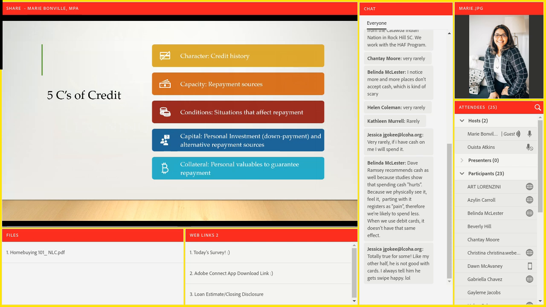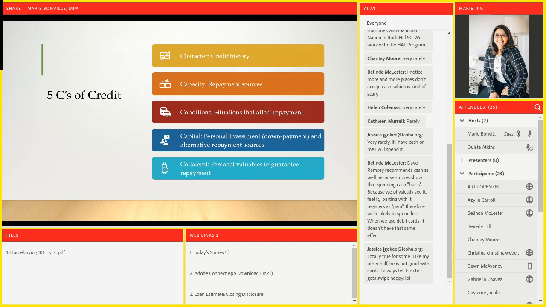Now, the 5 C's of credit, and all of this will be in the curriculum in both books, is that you start with character, and that's your credit history. That's how often do you pay your bills on time, right? 30, 60, 90 days late, and so forth. So all your credit cards, all your loans will have that information.